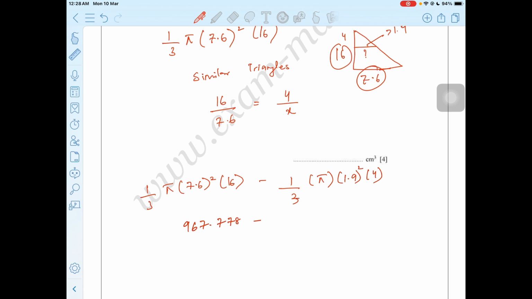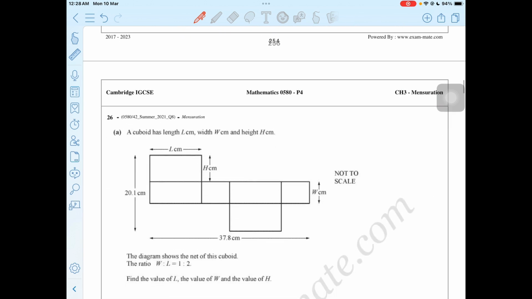So this would be 15.122. Okay. So we have to subtract 15.122 from 967.778. So this would be 952.6. Okay. Now let's just move on to question number 26.